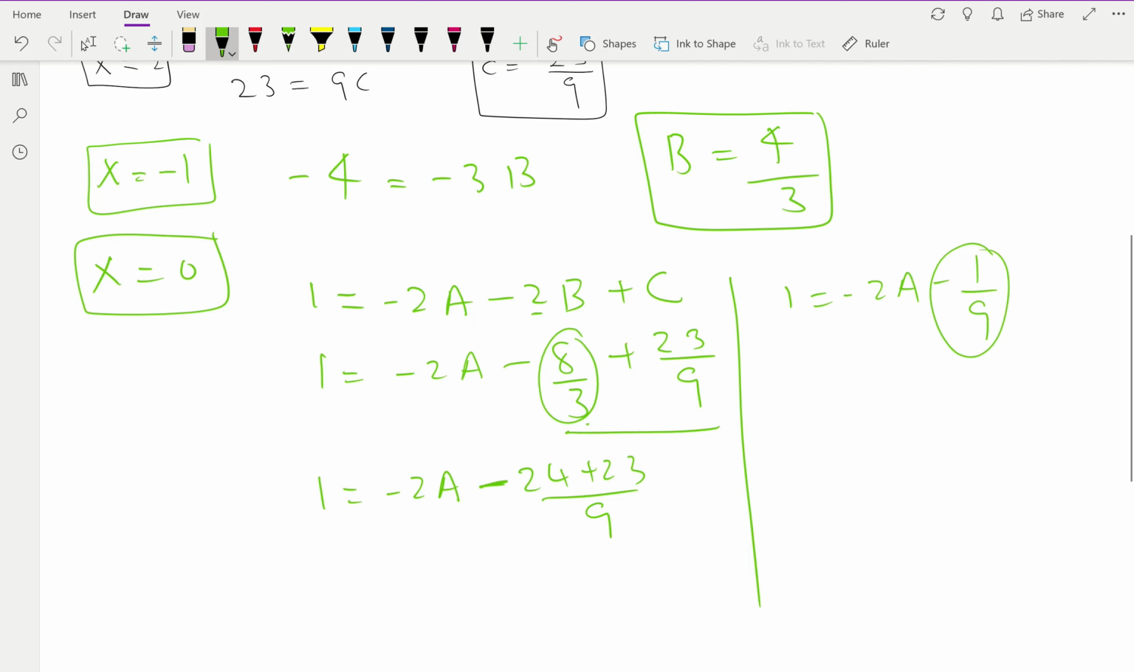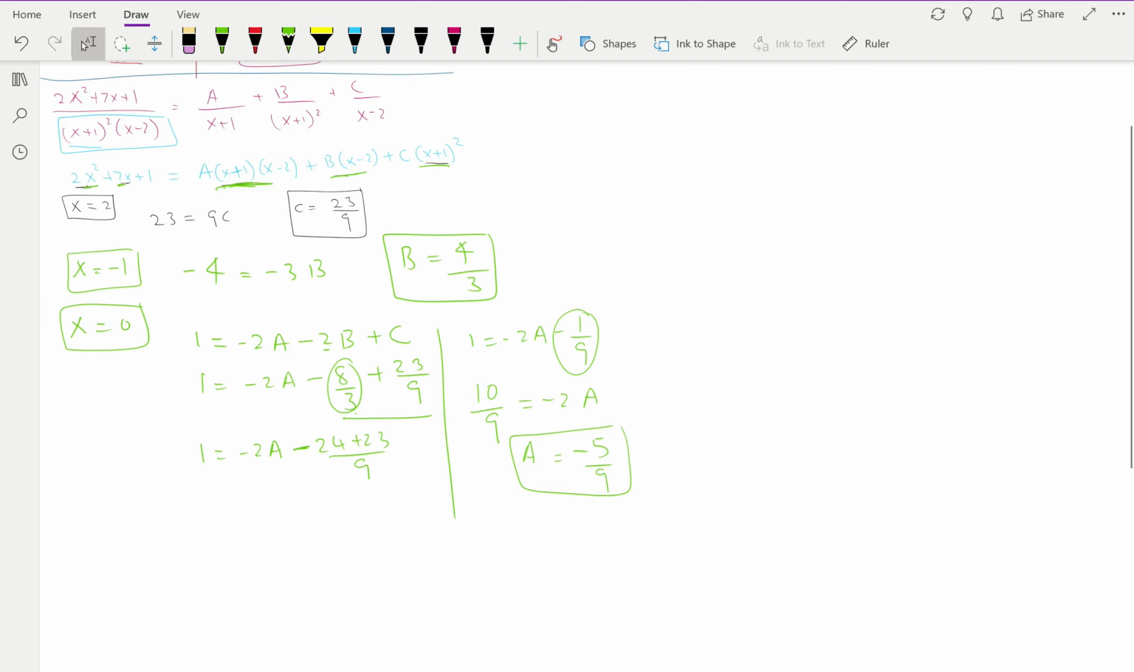So if you take 1 over 9 to the other side, it's going to be 10 over 9, right, over negative 2a. So a is negative 5 over 9. Okay, so we found a, b and c. All right, wow. Okay, so let's write the complete decomposition.